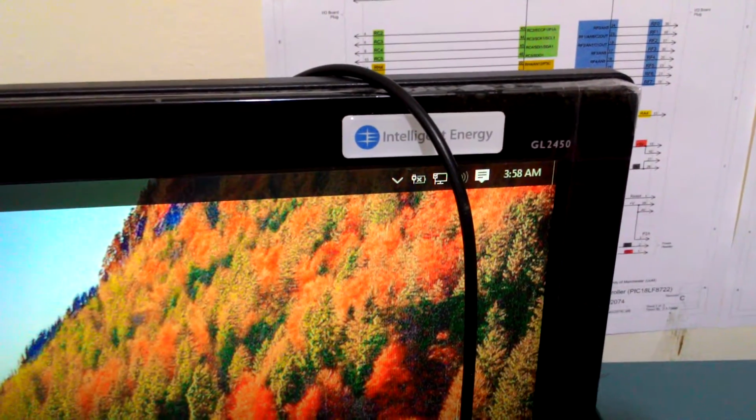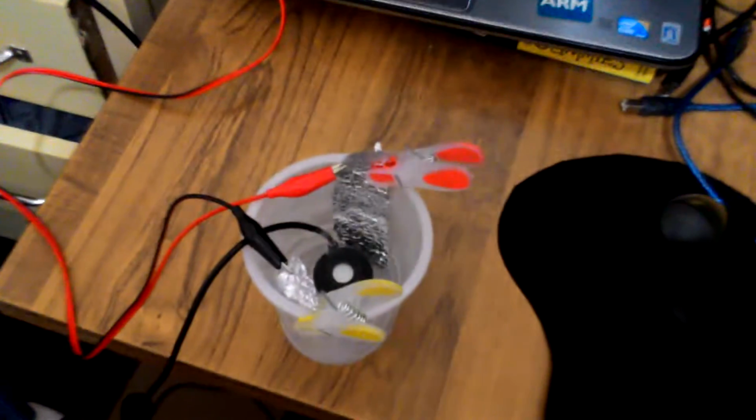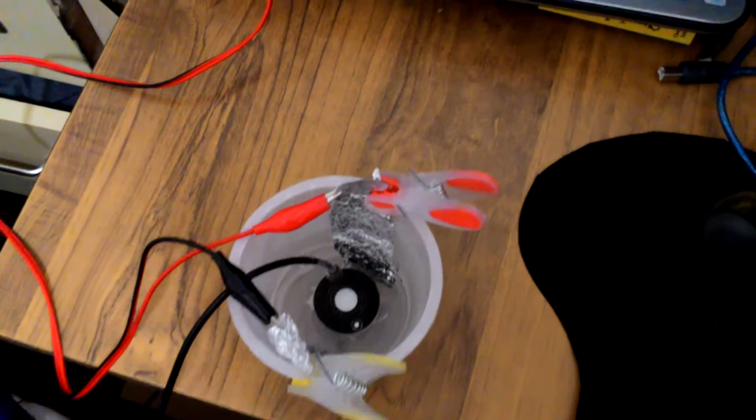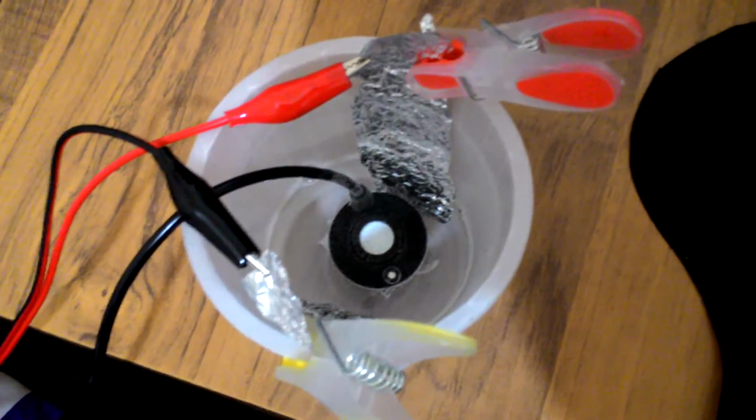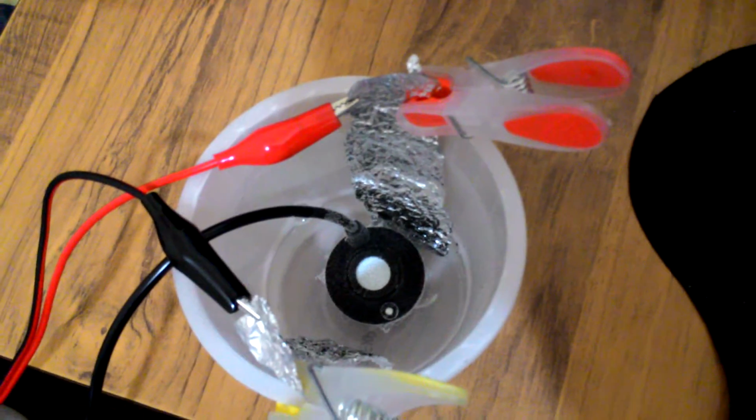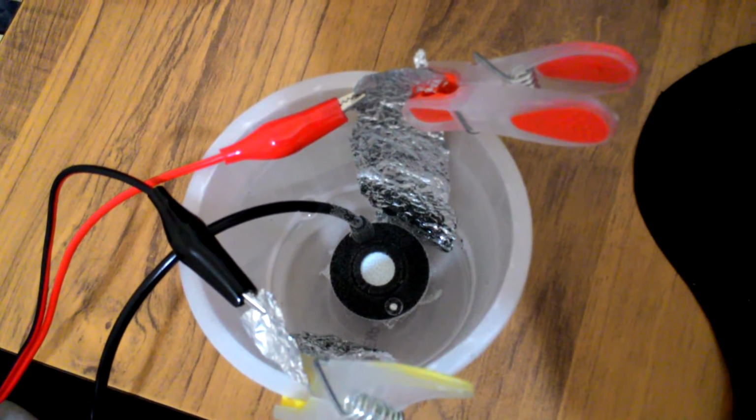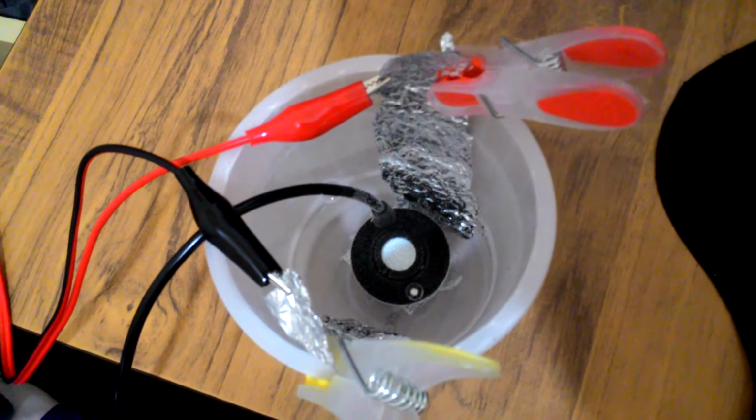Alright, so it's near 4 a.m. now, and I thought I just want to share my latest experiment, which is my first iteration on the investigation of the effect of ultrasonic wave towards electrochemical cell property.